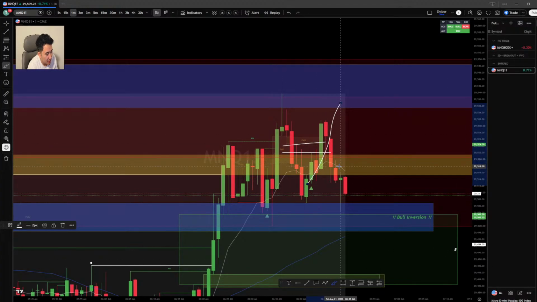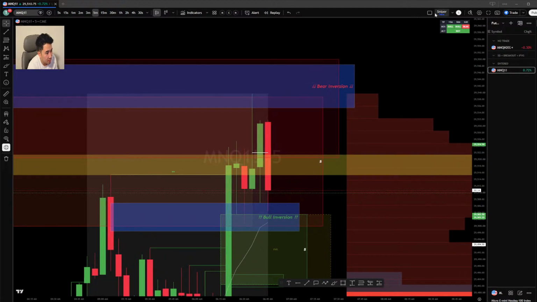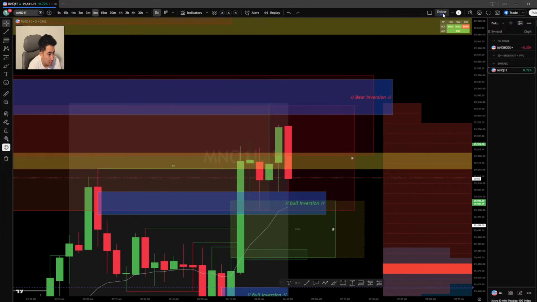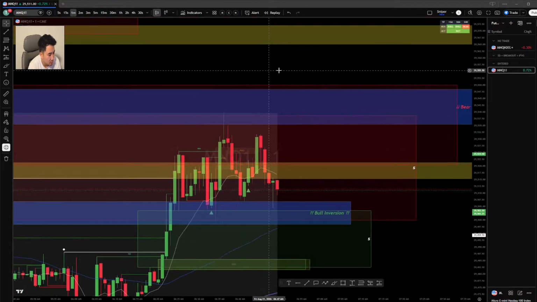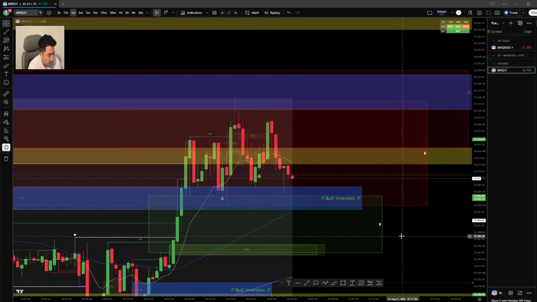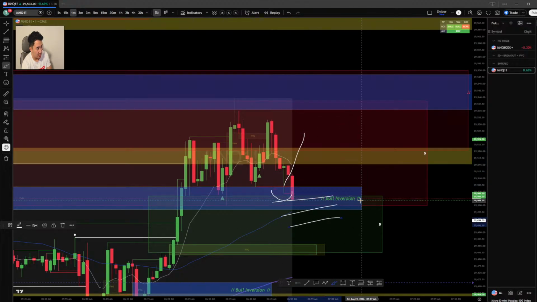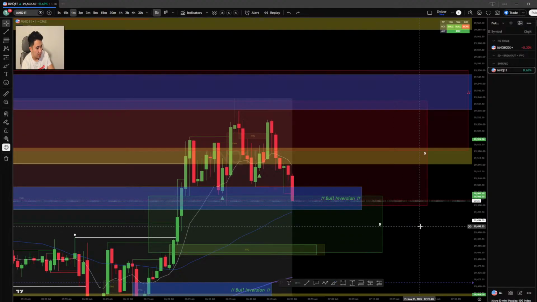On the 1 minute here, these highs got swept. People got in here for long. Now they're getting stopped out here. Retesting this bullish inversion off this green candle here. It looks like there's strong buy pressure, but it wasn't able to push back up. So it's probably going to continue to sell. Retesting this 5-minute gap as well.